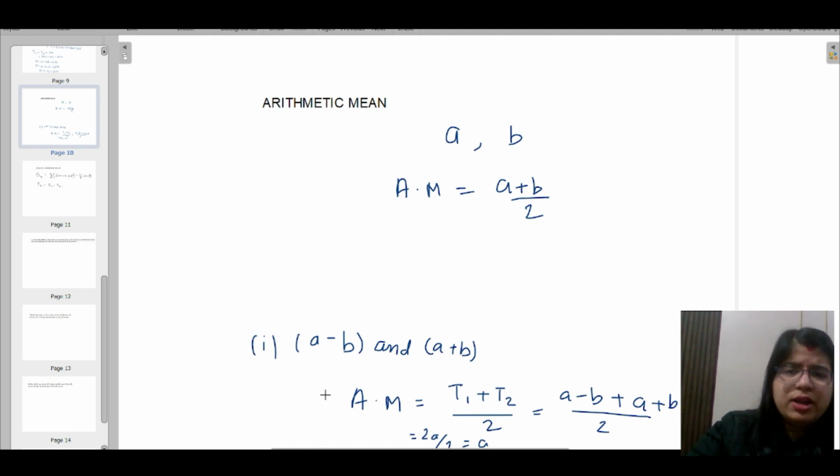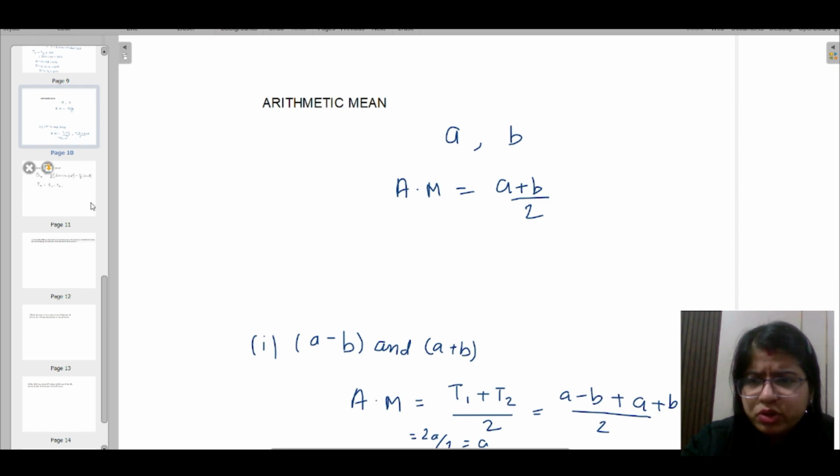If there are three numbers in the form of AP, then one we will take as a minus d, the second we will take as a, and the third we will take as a plus d. Because when you do the sum, only the a value will be there. Okay. So you don't have to study this now, but I thought to give you a quick recap of what we mean by arithmetic mean.